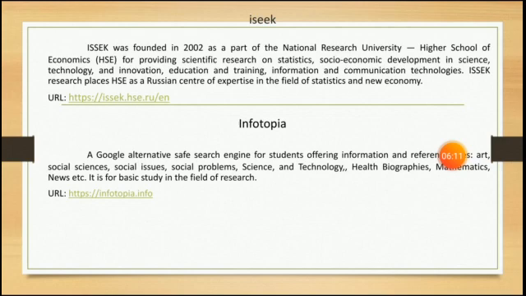Then comes Infotopia, a Google alternative safe search engine. They call themselves a Google alternative safe search engine for students, offering information and reference in the fields of art, social science, social issues, social problems, science and technology, health, biographies, mathematics, news, etc. It is for basic study in the field of research, and most of the content is basic. So one can go to this website, Infotopia, at the starting period of research.